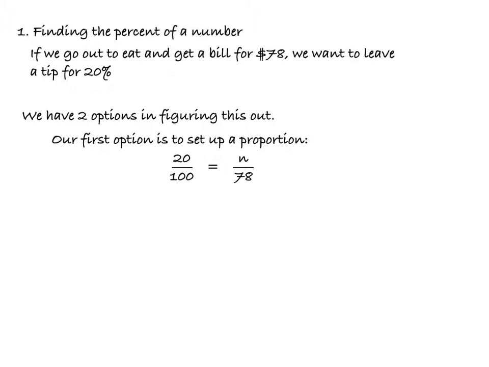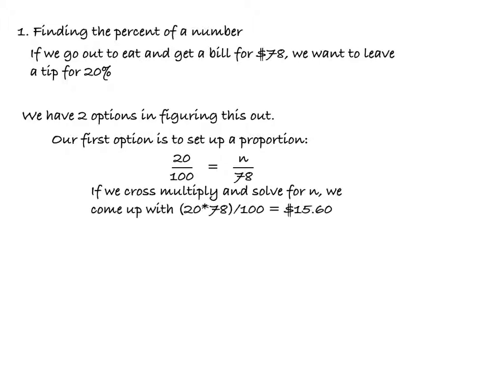So remember, percentages are a ratio where the denominator is 100. So if we want 20%, we set up that ratio as 20 over 100. And now we want an equal proportion with $78. So 20 over 100 equals n, which is the amount of our tip, over 78. Now we've got our proportion. We're going to solve for n by cross multiplying. We come up with 20 times 78 divided by 100. Our tip should be $15.60.